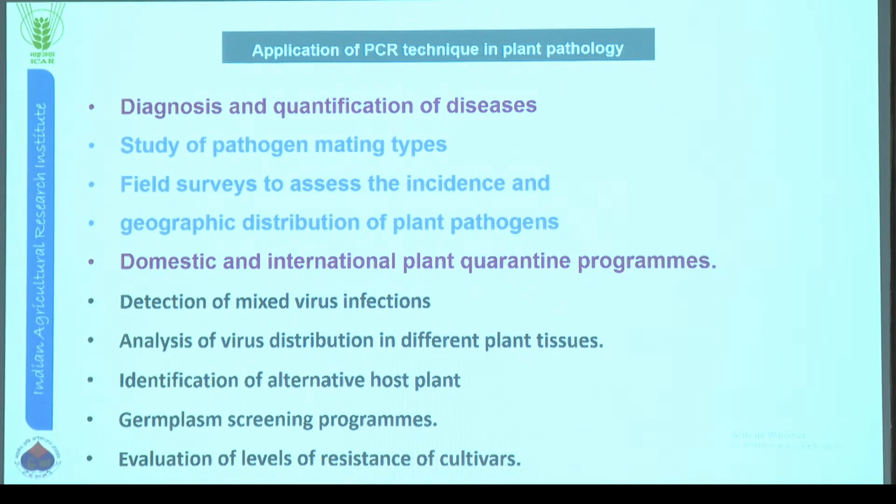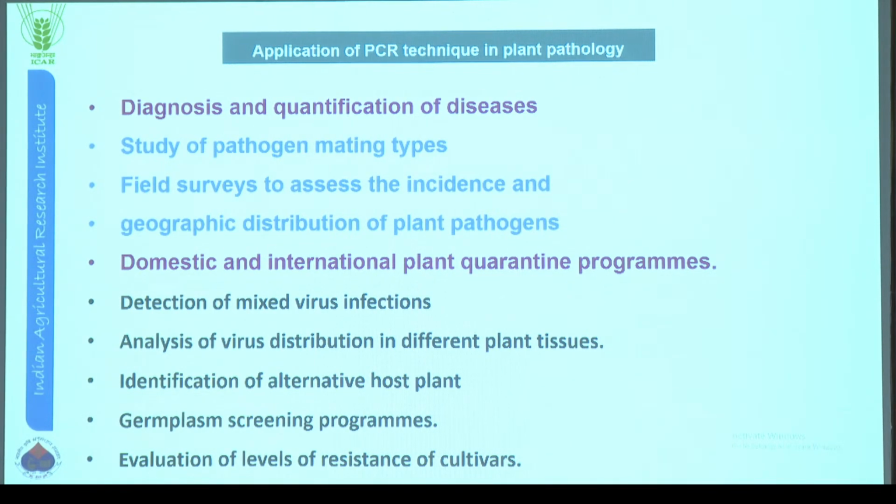Quarantine programs. See how many pathogens are quarantined in India actually. Some are abroad which are not present in India, also many. Like Karnal bunt of wheat, it is a quarantine pathogen. Till now it is reported in around 7 to 8 countries, not reported in other countries. So, when you export wheat from India, they will check the seed lot whether the pathogen is there or not. So, what will they do?